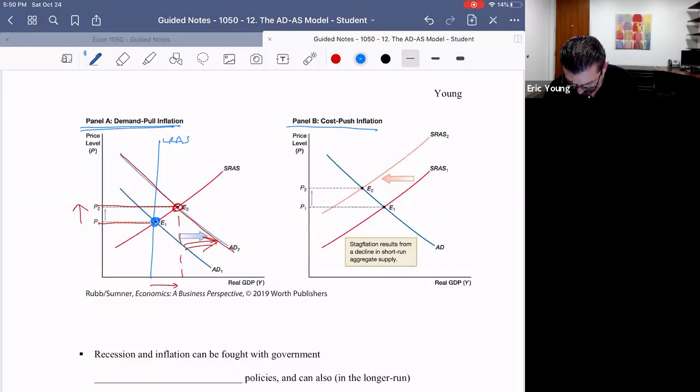Okay, let's go over here to panel B, cost push inflation. Let's again start, let's add in, we need to add in an LRAS curve.